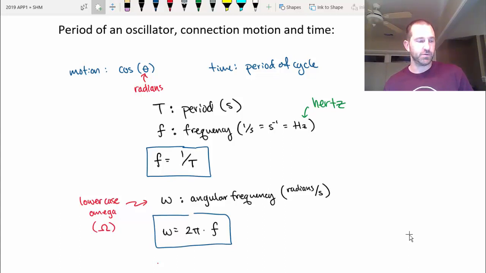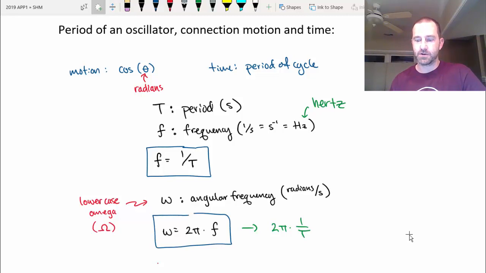So if you see something written down as 25 hertz, that means 25 oscillations per second. If you calculate frequency as being 0.2 hertz, that means 0.2 cycles per second. And you can interchange between frequency and period back and forth. Now, if omega is defined as 2 pi times f, that means that the omega is really 2 pi times 1 over T.